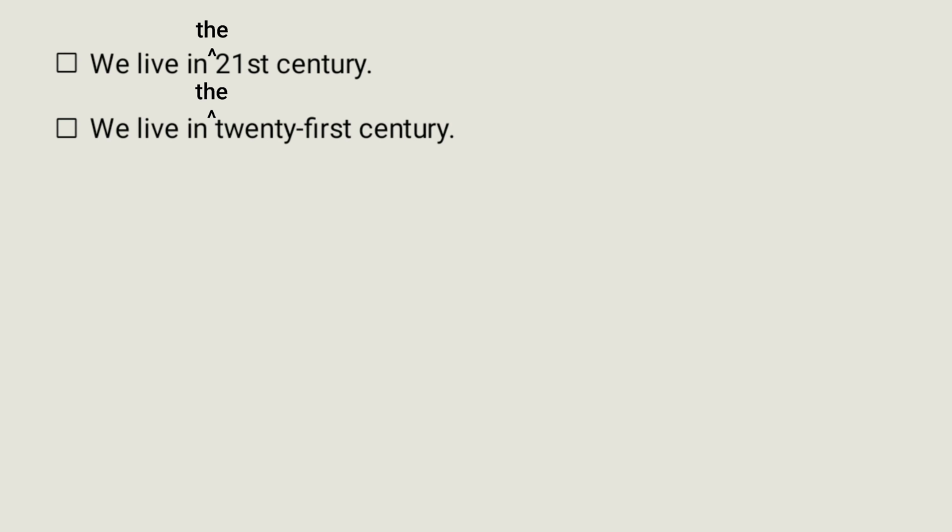The next one is, there are certain sentences you have to tell which one is correct. We live in 21st century and we live in the 21st century. Tell me which sentence is correct over here. Now listen to it beta. Both the sentences are correct. We can write it like this or you can write it like this. Okay, both the sentences are correct. Okay, see next.